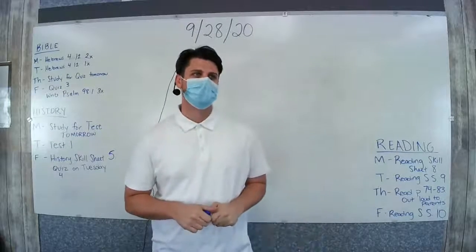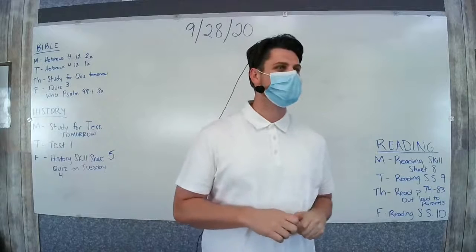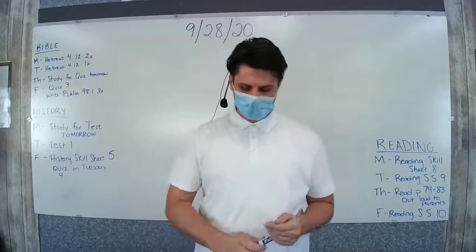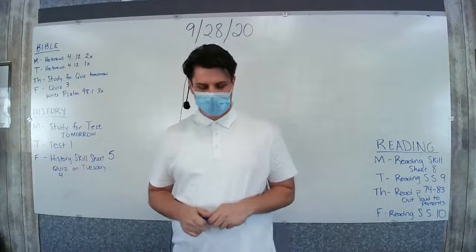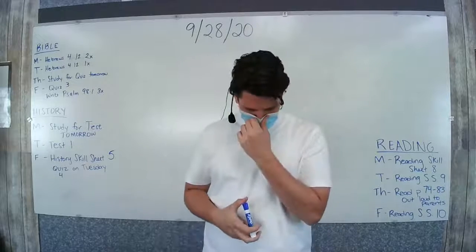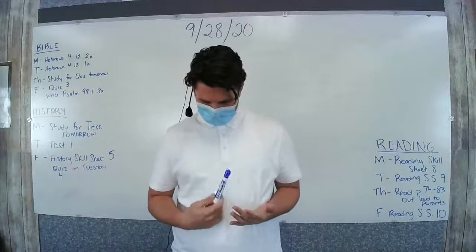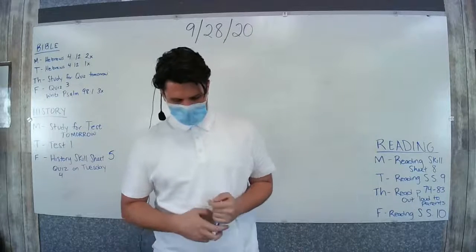The answer is 60. 5 times 12, 60. So 5 years is equal to 60 months. Good job. Okay, let's go to the next one.